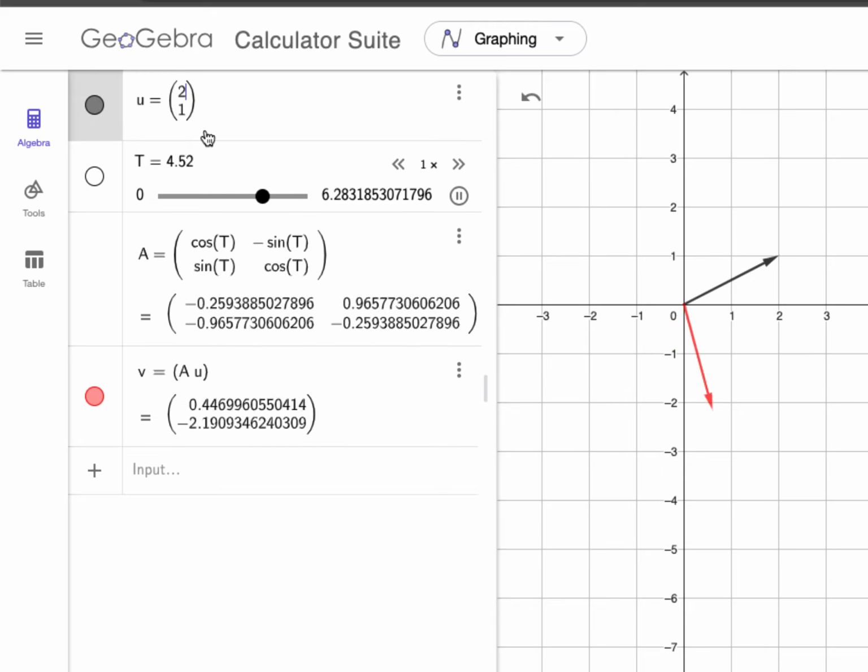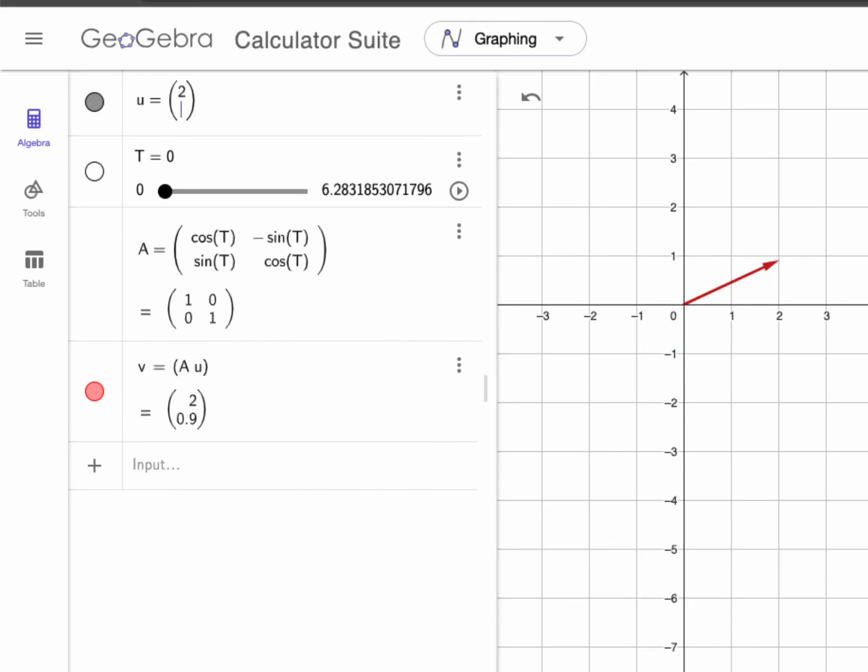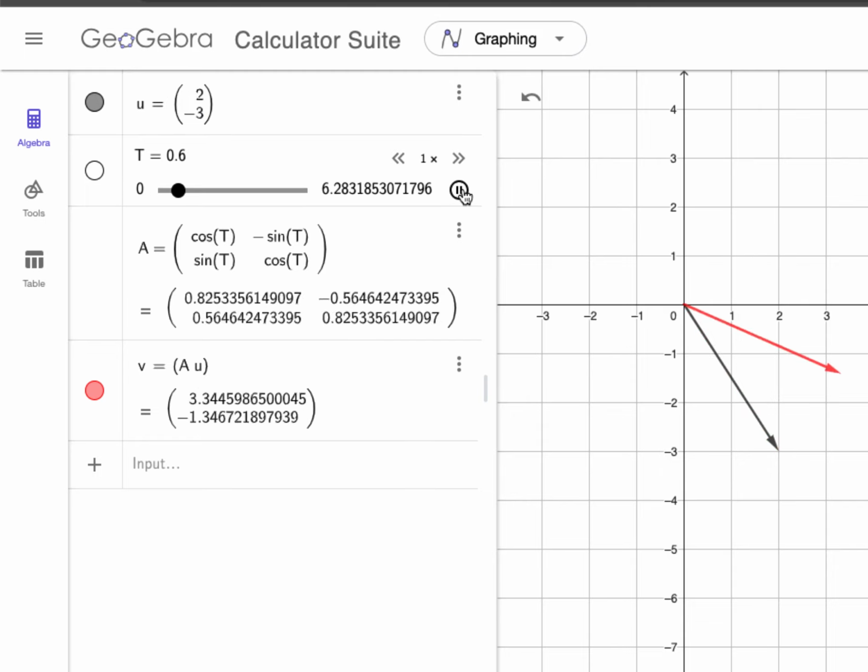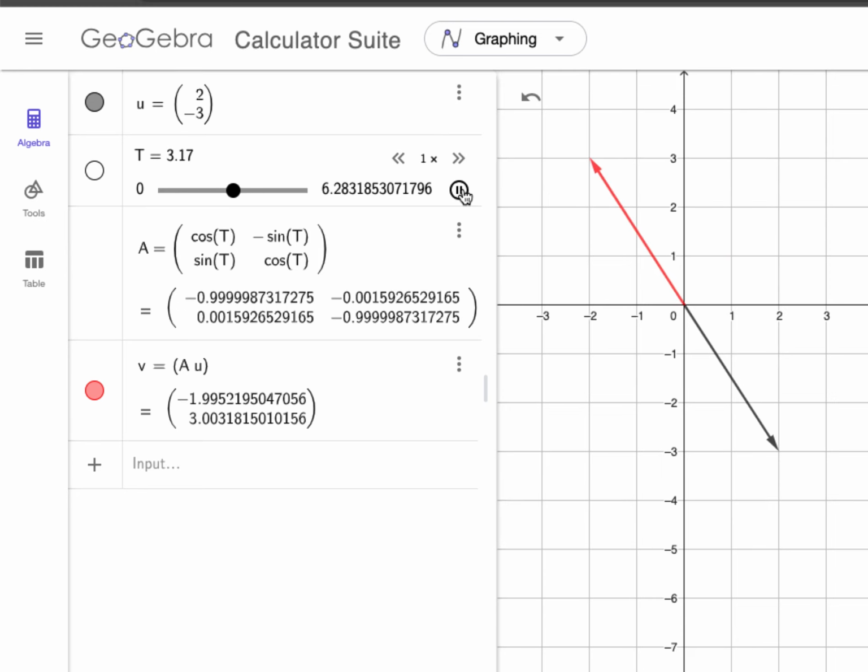Now we have the tools. If you want to rotate a different vector, let's say we start with the vector 2, negative 3. So this is our beginning vector, and now I will rotate that vector instead by an angle of theta.